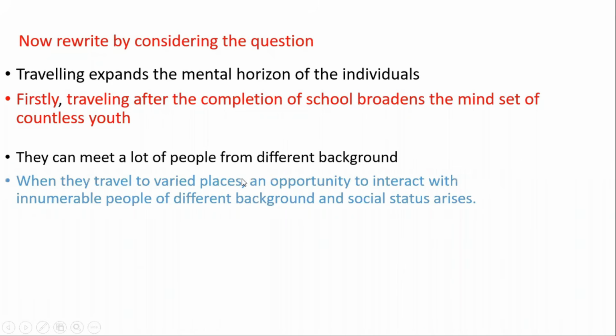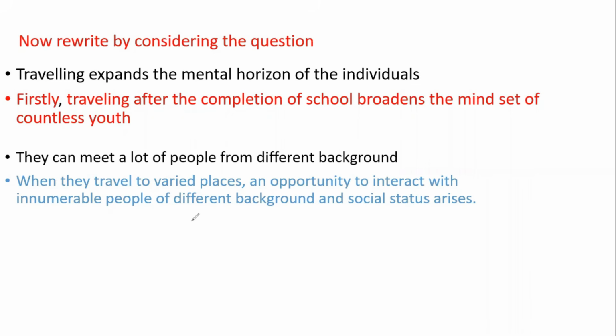The next sentence, they can meet a lot of people. Don't write just like that. They can meet, they can eat pizza, they can go, they can do this. Stop giving preference to the word they. Instead, use the nominalization concept and try writing in a much more formal way. So here, if you see, when they travel to varied places, an opportunity to interact with innumerable people of different background arises.